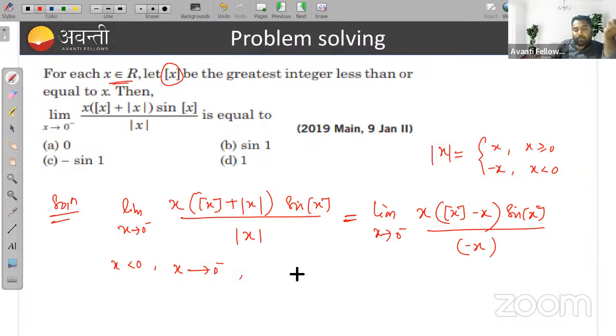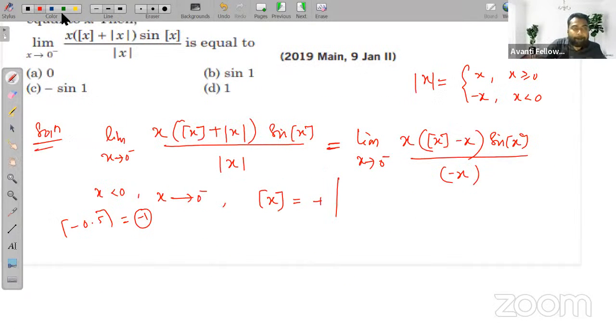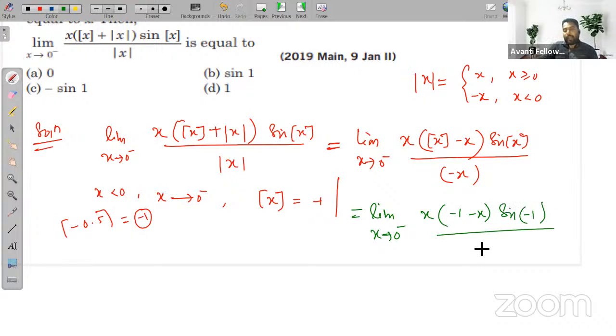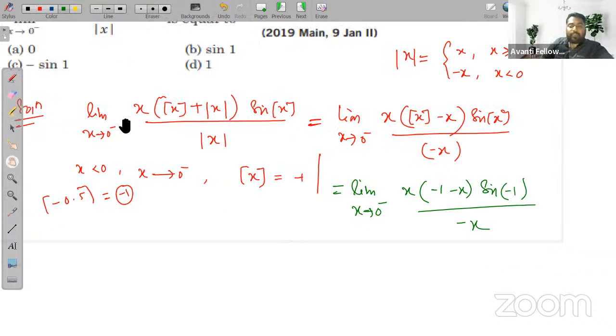That means the greatest integer of x gives you -1, because we know the box of minus 0 point something, suppose 5, gives you -1. So the solution will be limit x tending to 0 minus of x into, minus of x, sine of -1, divided by -x. Okay, is it clear? Okay, so now let's try to simplify this question.